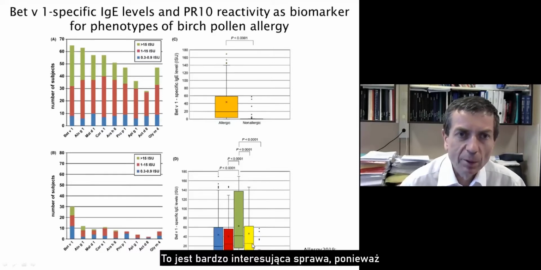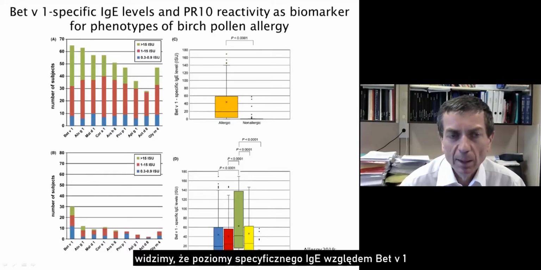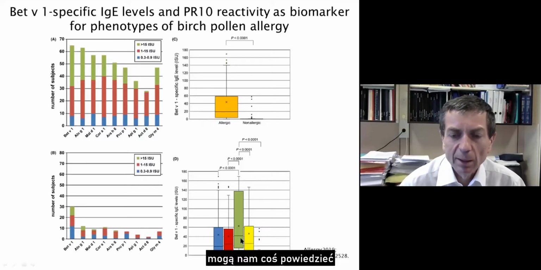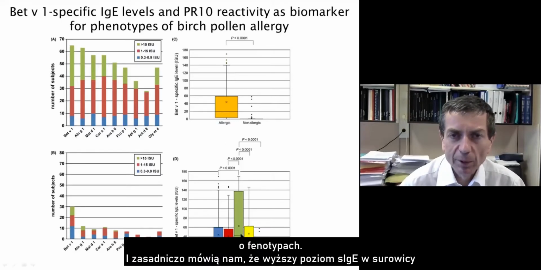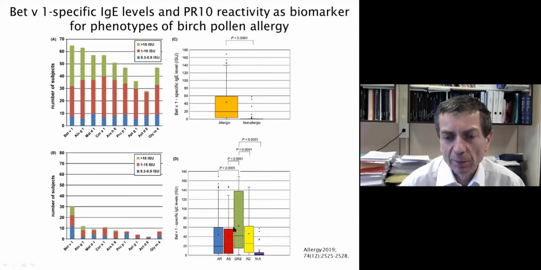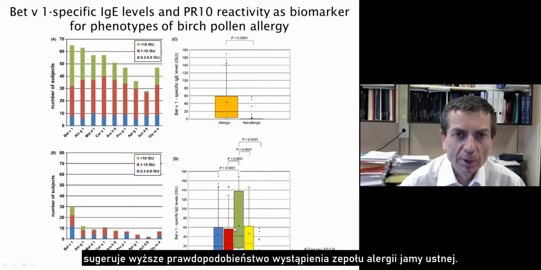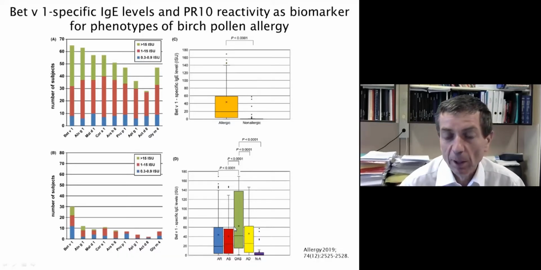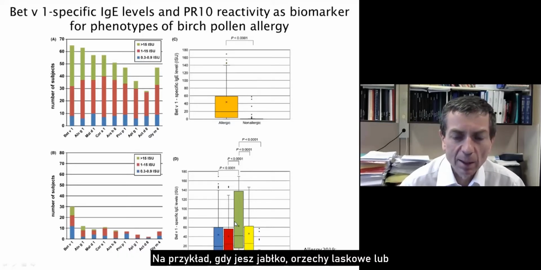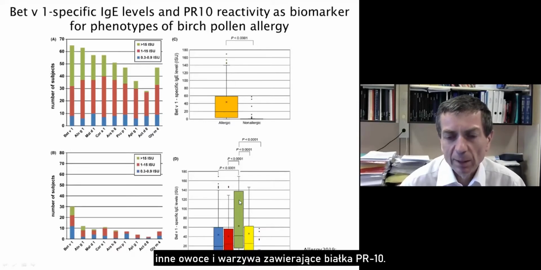Now this is very interesting because we can see that the levels of Bet v 1 specific IgE can tell us something about the phenotypes, and it basically says that the higher the IgE levels are, the more likely you will also suffer from oral allergy syndrome, for example, when you eat apples or hazelnuts or other PR10 containing fruits and vegetables.